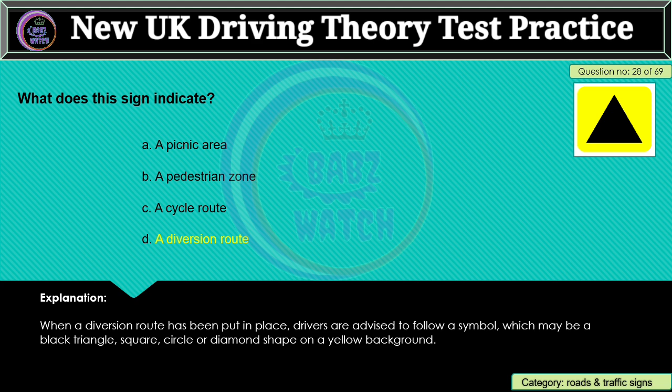A diversion route. Explanation. When a diversion route has been put in place, drivers are advised to follow a symbol, which may be a black triangle, square, circle or diamond shape on a yellow background.